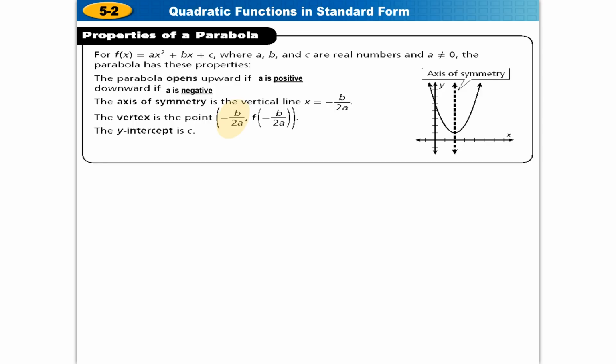Some other things to look at is if a is positive, then the parabola will open up, and if a is negative, the parabola will open down. And we'll see that as we're graphing. Once we find the opposite of b over 2a, once we find that x value, we would plug it back into the function to get the y value, and that would be our vertex. And then the y-intercept is c. So this is all of your steps for graphing right here, pretty much.